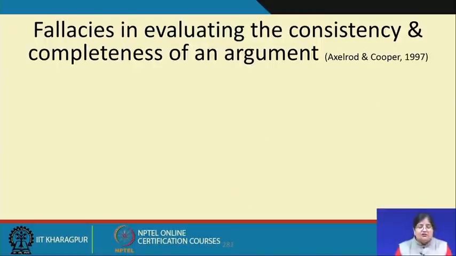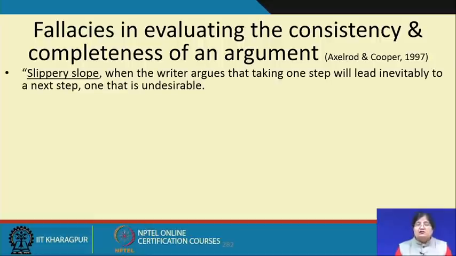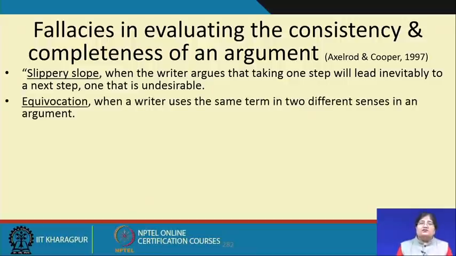Okay. Now, fallacies in evaluating the consistency and the completeness of the argument. Some more. Slippery slope is when the writer argues that taking one step will lead inevitably to a next step, one that is undesirable. So, you can't do this, saying that if you take one step you will automatically go to the next step.